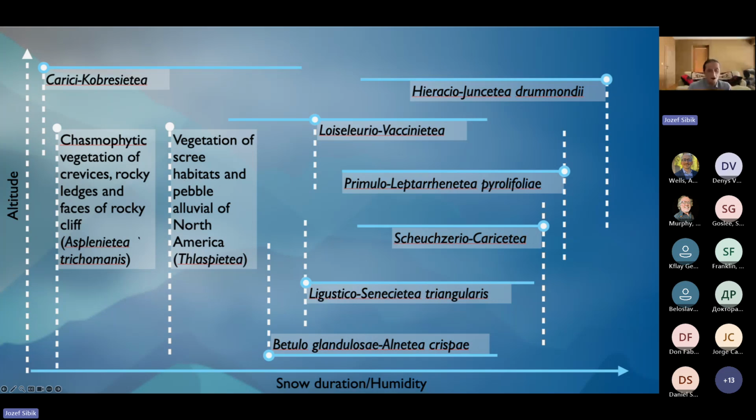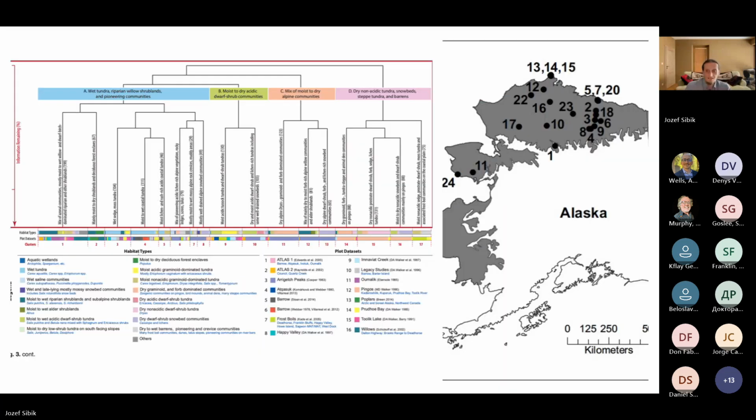This is why I prefer this kind of unified nomenclature, because it's simpler to talk about these plant communities with somebody. And we can see that there are certain gradients that depend on elevation, snow duration, and humidity. I will speak about these names in more detail further on. But I will jump into Alaska.